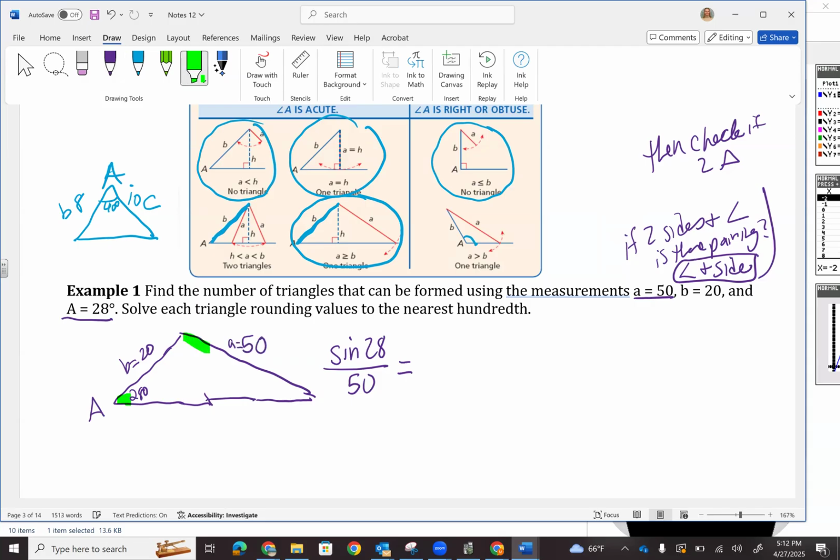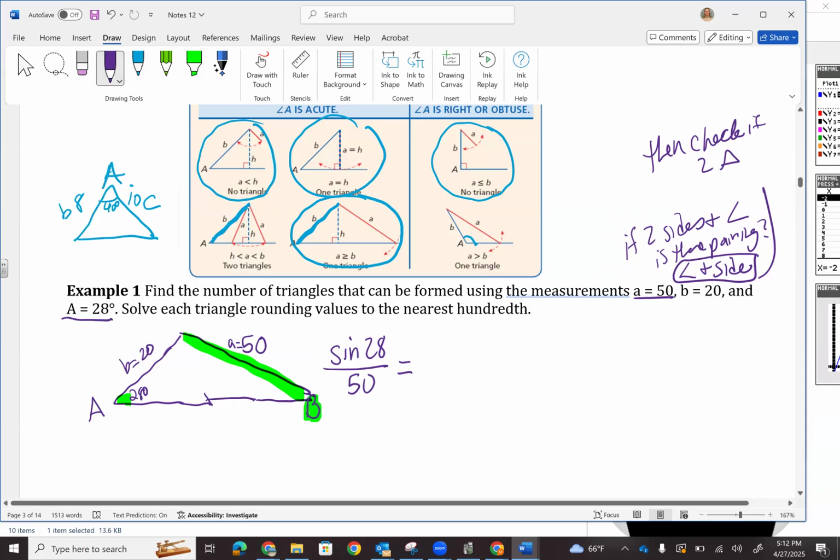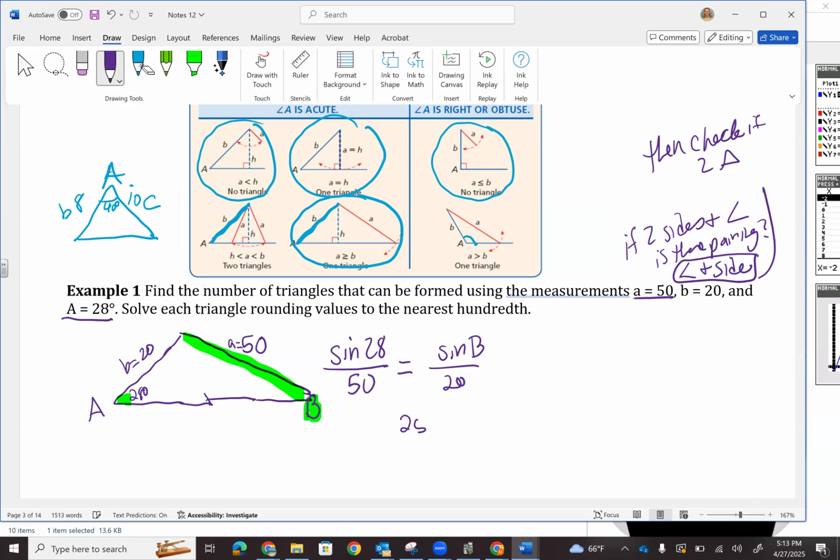So if we do the law of sines for this, we would say sine of 28 over 50 equals, and then if I know side B, then this must be angle B over here. So we do sine of B goes with 20. And so if we cross multiply and solve, we would get 20 times sine of 28, and divide both sides by 50.